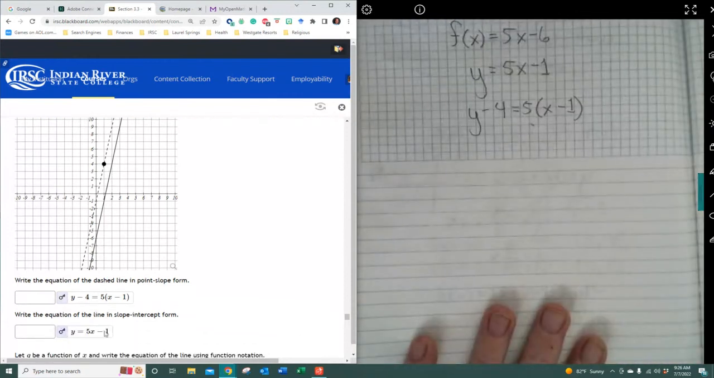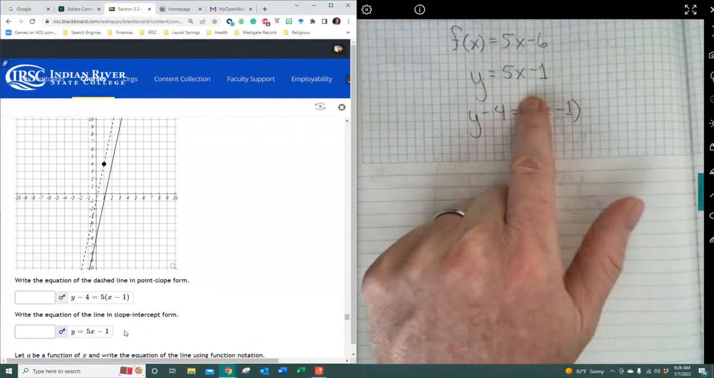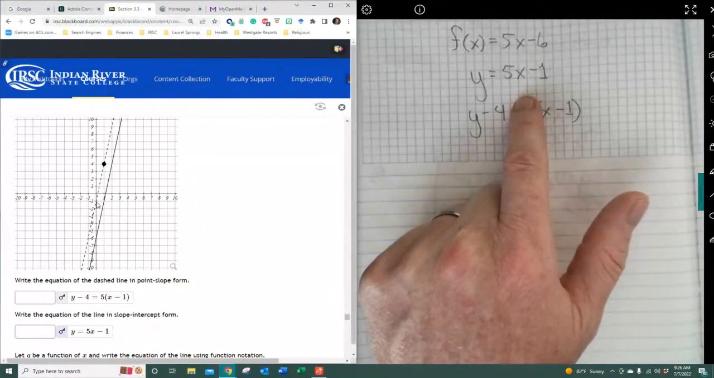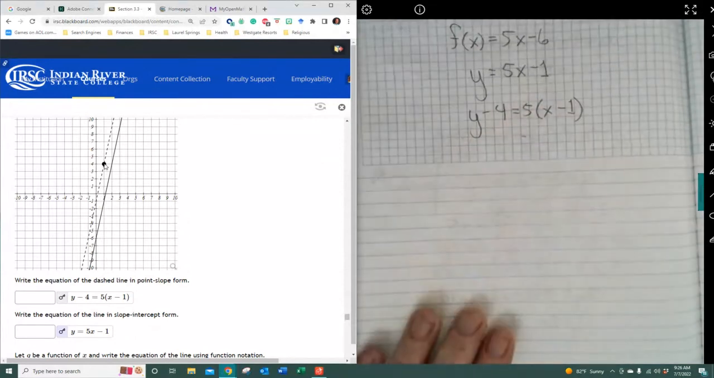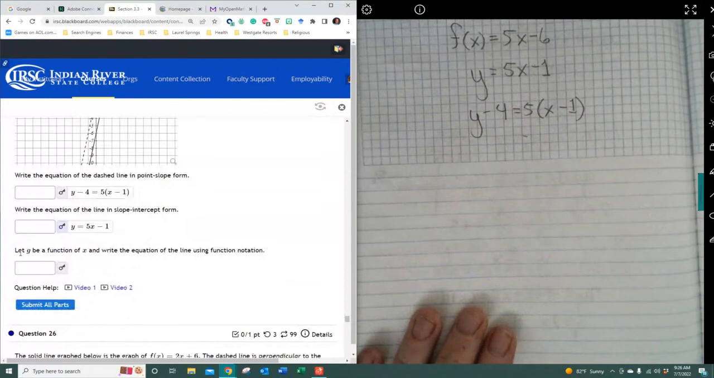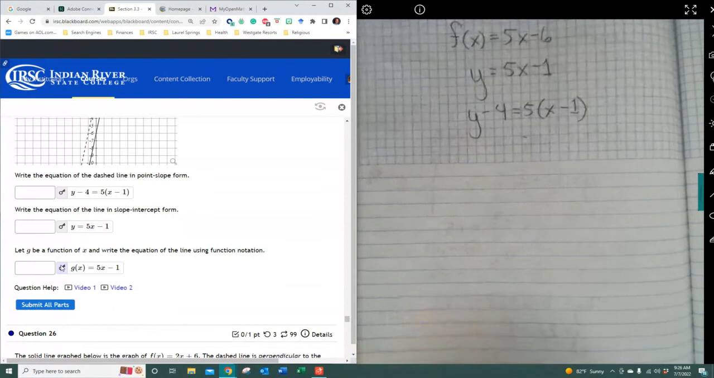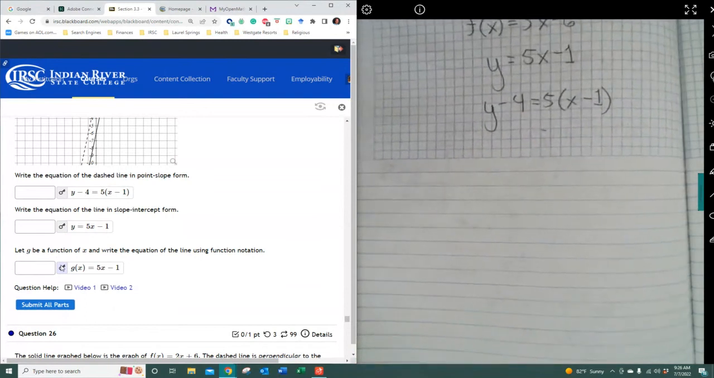And writing it in slope-intercept form, like I said, is pretty easy when you can just look at the graph, because it's crossing over -1, and we already know that the slope is 5. Now, since it says g as a function of x, change the y into g of x, and that's all they want us to do for the third part here. Now, without interacting with you, I don't know if what I'm saying is clear.